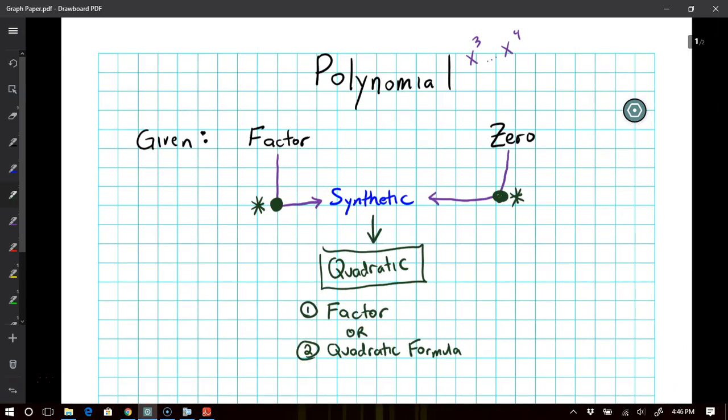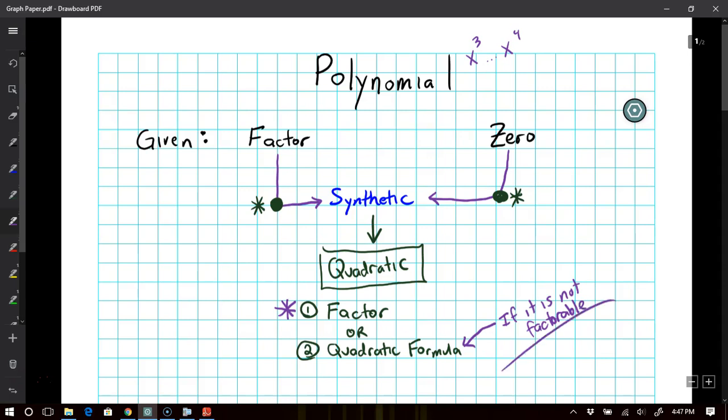I want you to understand what you're going to be given, how you're going to use it, and what the expectation is. I'm telling you right now, when it comes to your test and the factoring, if I say factor or find the factors, you better factor first. The only way you can use the quadratic formula is if the quadratic is not factorable. That is the only time I will accept the quadratic formula on the test.